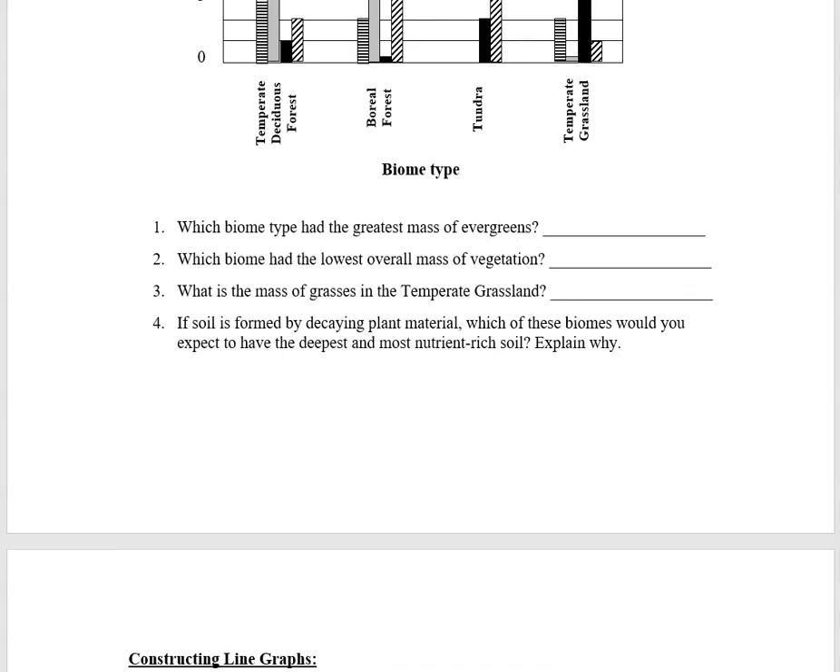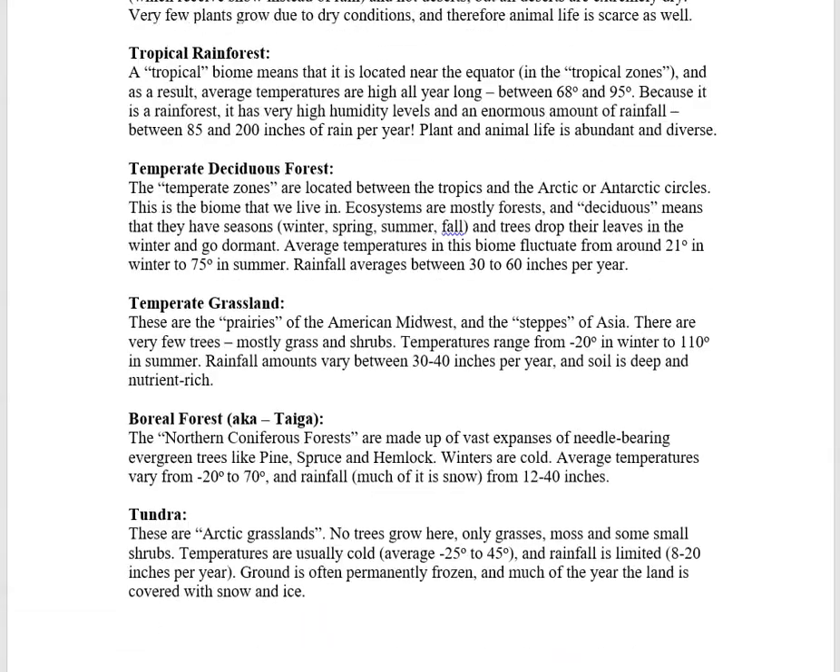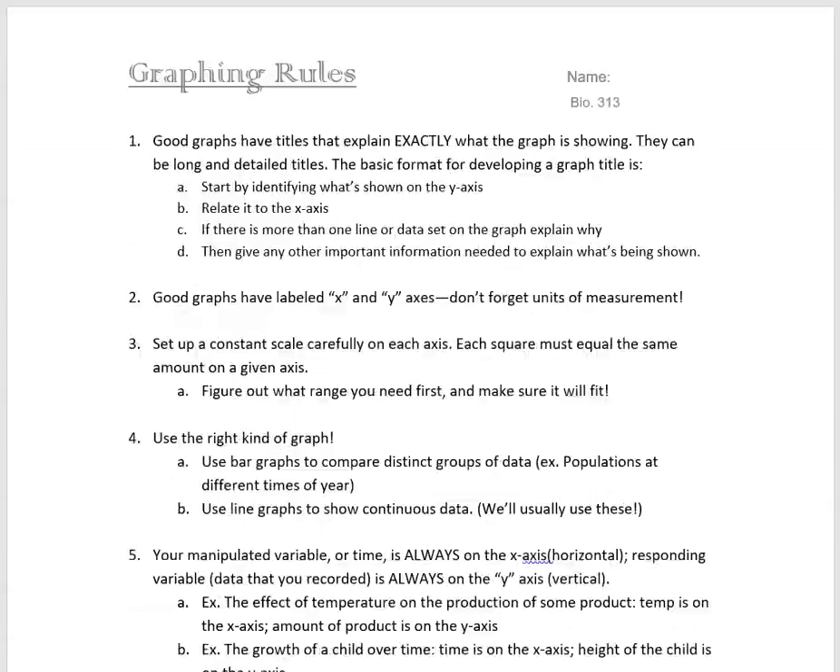Okay, so that's your graphing rules project or paper. That is your homework that is due on Tuesday. Enjoy.